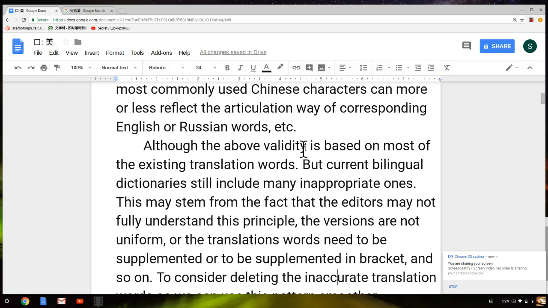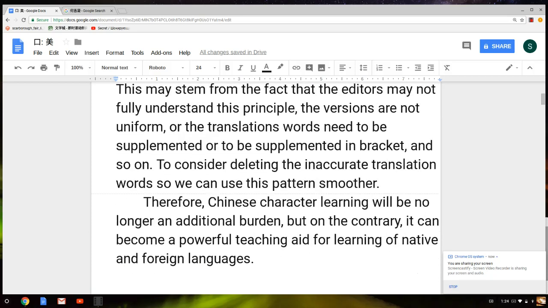Although the above validity is based on most of existing translation words, the current bilingual dictionaries still include many inappropriate ones. This may stem from the fact that the editors may not fully understand this principle. The versions are not uniform, or the translated words need to be supplemented in brackets, and so on. Consider deleting the inaccurate translation words so we can use this pattern more smoothly. Therefore, Chinese character learning will no longer be an additional burden, but on the contrary, it can become a powerful teaching aid for learning native and foreign languages.